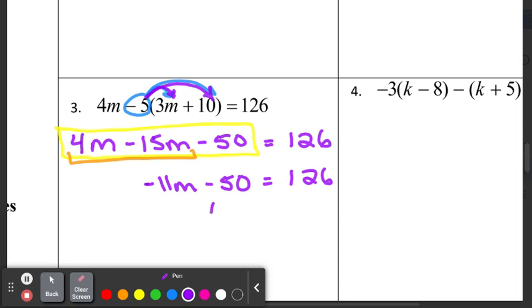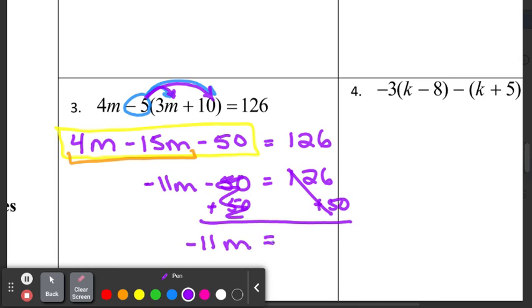So I'm going to add 50 to both sides, plus 50. Bring down your negative, oops, I'm losing my mind a little bit. Negative 11m. 126 plus 50 is 176. Divide by negative 11. So I got m equals negative 16.